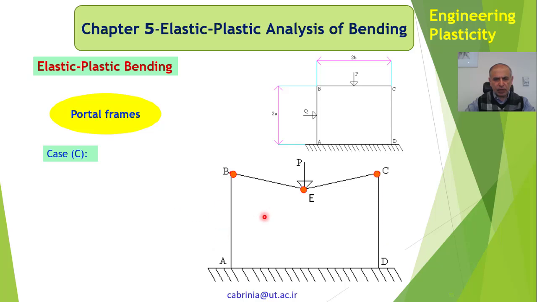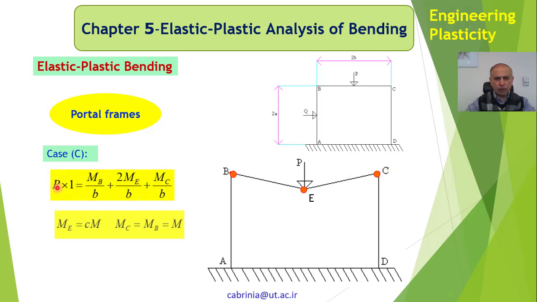Now, another case we can consider is this case, in which we are only considering load P. We are not considering load Q. We say that this does not have any effect on the failure of the structure. The only effect is due to P. So we could take these three as hinges, plastic hinges, and we could write this equation.